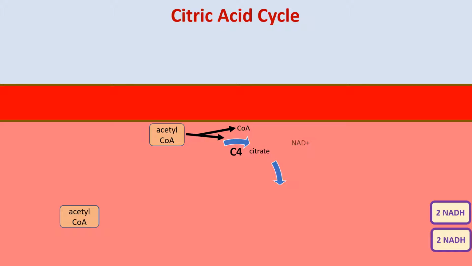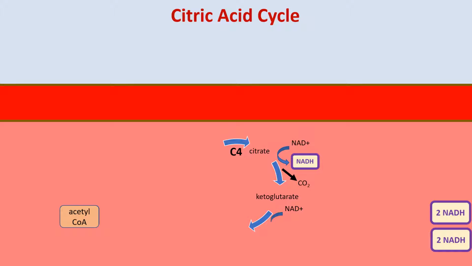Now, citrate will reduce NAD to NADH, and a carbon is going to be cleaved off of citrate, and this carbon is going to combine with oxygen to create a molecule of carbon dioxide. So we're going to be using oxygen in the citric acid cycle. And we're also going to produce a molecule of ketoglutarate, and this is an intermediate product in this process. Now, ketoglutarate will reduce another molecule of NAD to NADH, and another carbon is going to be cleaved off, creating another molecule of carbon dioxide, as well as another intermediate molecule, which is called succinate.